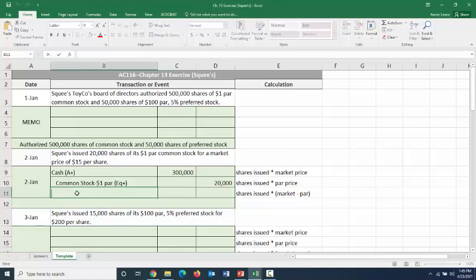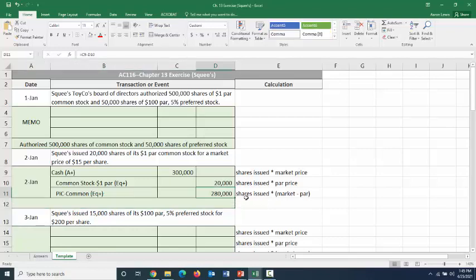A whole portion of that then is therefore in excess of par, and you record that in your paid-in capital in excess of par account for common stock transactions, which I am going to abbreviate to PIC Common, also an equity account. And to find how much of that $300,000 was paid in excess of par, we have two methods to do it. You can either just take the $300,000 you're receiving and subtract the $20,000 that was going towards par, and I'll tell you that $280,000 of that payment was in excess of par.